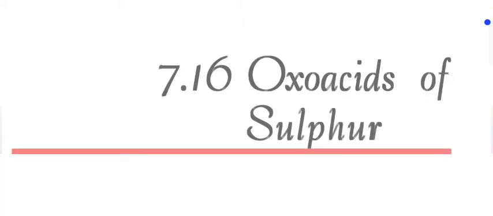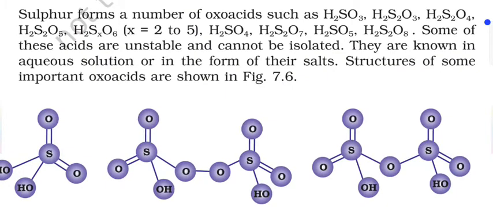Now, oxoacids of sulfur. Just like phosphorus, sulfur also forms multiple different types of oxoacids, and as we know they are acidic in character and contain at least one OH bond. Sulfur forms a number of oxoacids such as H2SO3, H2S2O3, H2S2O4, H2S2O5, H2SxO6, where x is equal to 2 to 5, H2SO4, H2S2O7, H2SO5, H2S2O8.